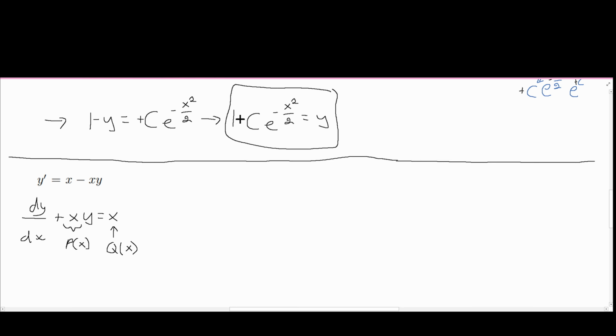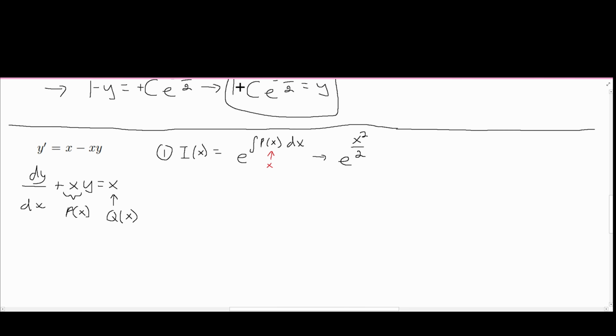Now, step 1 really is we need to find the integrating factor. There's a formula to find this. The formula is e raised to the integral of p of x dx. So we're going to plug our x into this p of x. X is going to go here. We're going to take that antiderivative, and we're going to be left with e raised to x squared divided by 2.